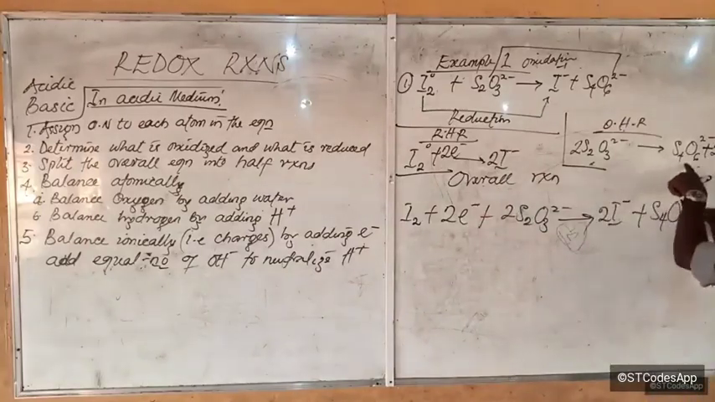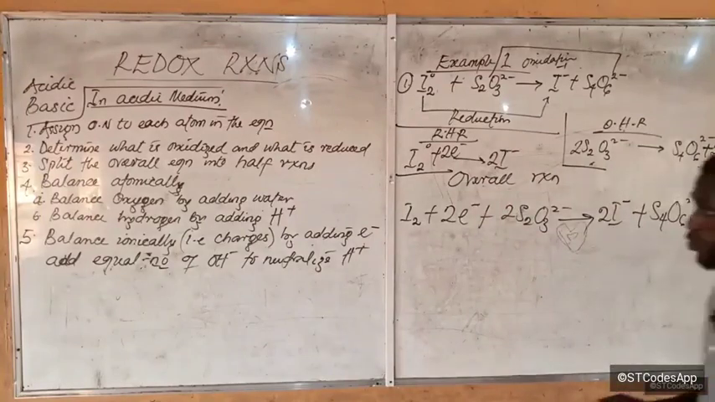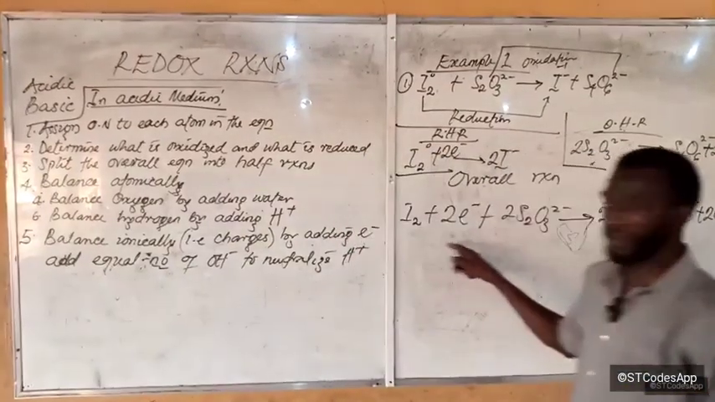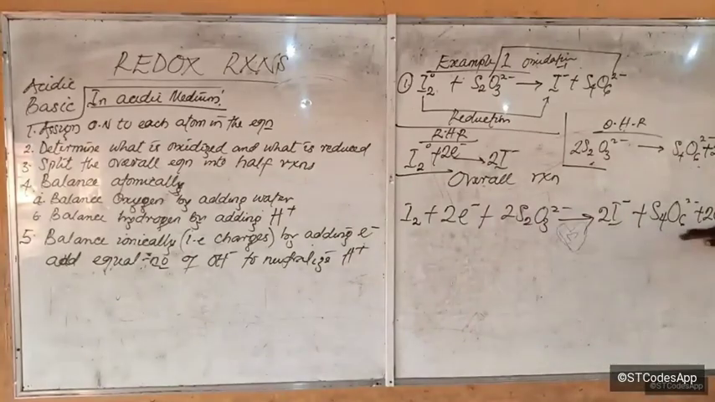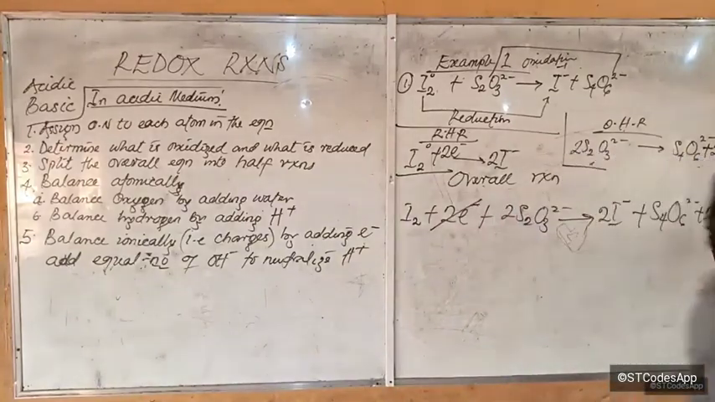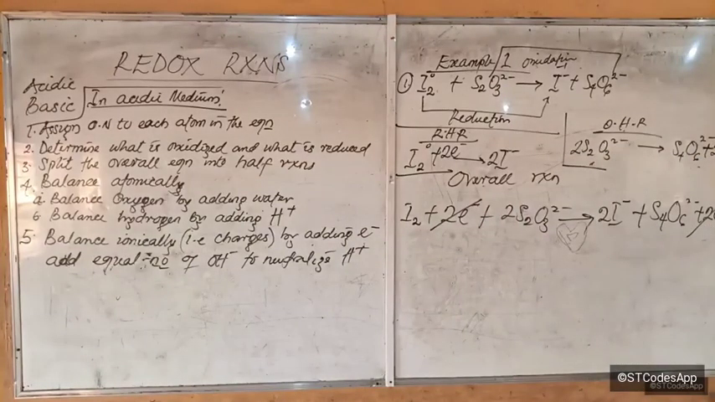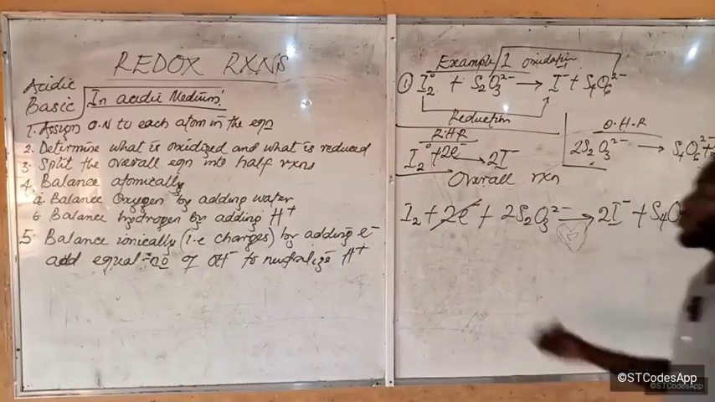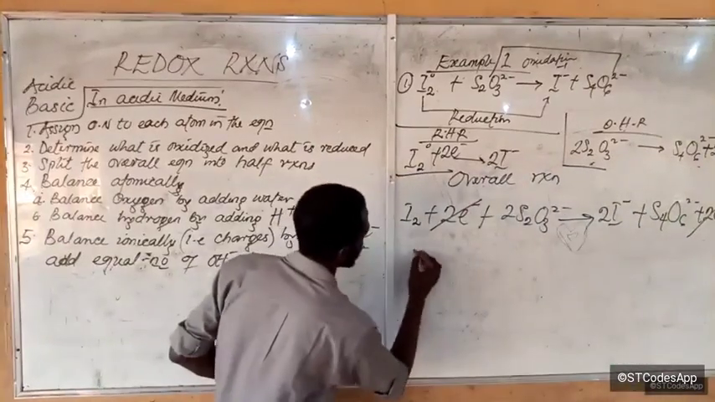S4O6 2 minus plus what? 2e minus. Is that okay? So what the rule says is now we should cancel out any species that appears on this side that appears equally on both sides. So 2e minus appears here, we cancel it out and cancel it out here. Is that okay? So no other species appears equally on both sides. So our final overall reaction becomes what?